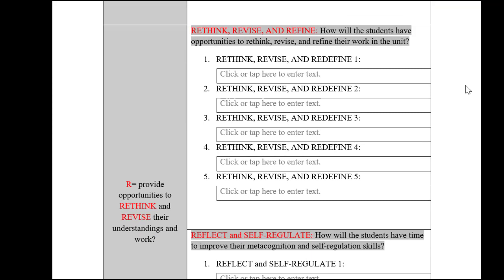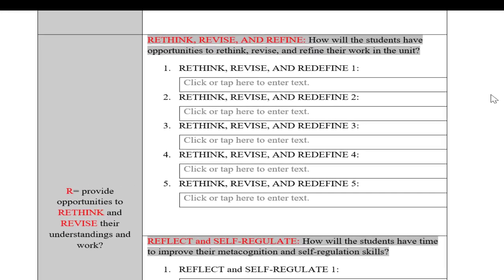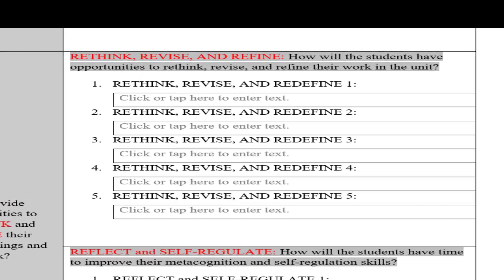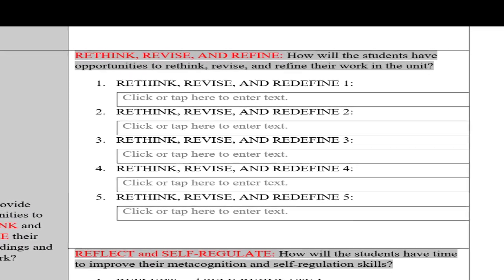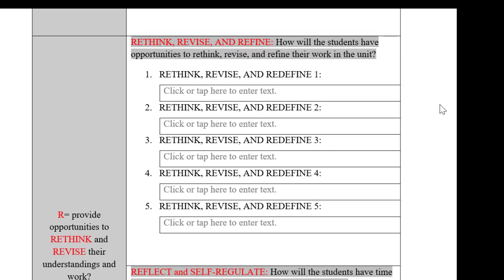Now, this next section I think might be the most important, the rethink, revise, and refine. I honestly think that teachers skip over this section all too often. This is where you are giving the students opportunities to rethink, revise, and refine their work in the unit. Not just having them do it, turn it in, graded, and it's done. This is where you're actively planning sections in this unit to let them rethink what they're doing, maybe fix it, revise it, and then redo it and return it in.